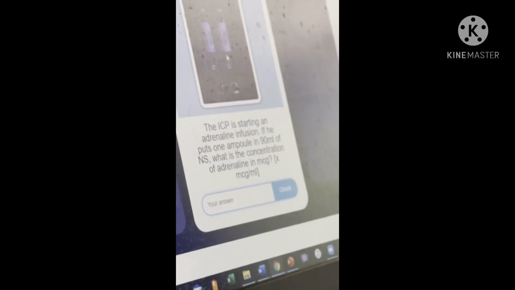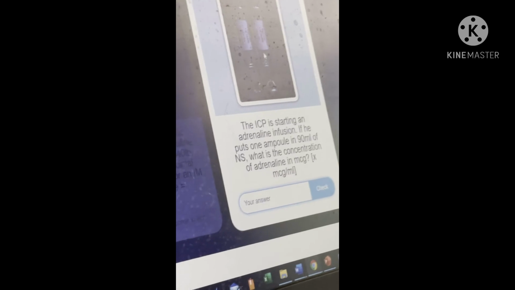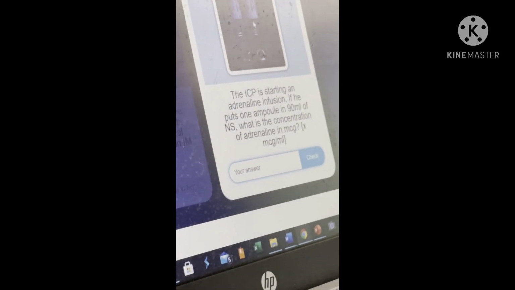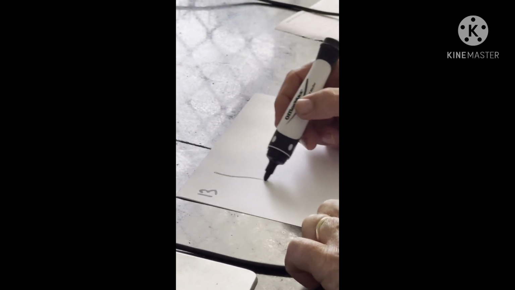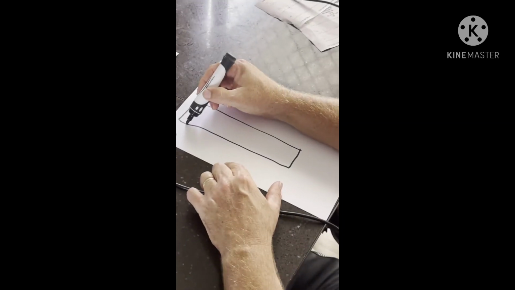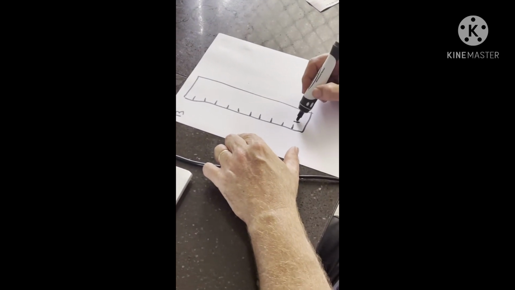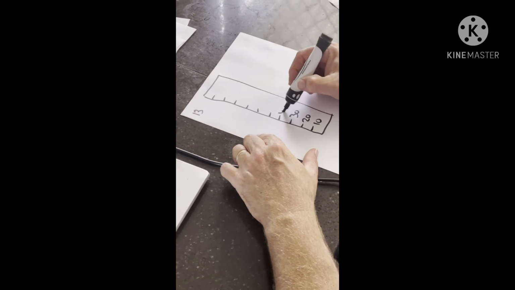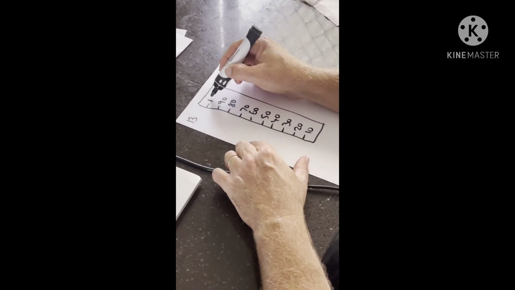Oh no. ICP, starting adrenaline infusion. He puts 1 ampule in 90 ml of normal saline. What is the concentration of adrenaline in micrograms? Okay, so your adrenaline, so what's his question 13? So what he's done, he's got 90 ml in a burette. So this is sort of what your burette looks like, a little bit like a syringe. So that's 10 ml, 20, 30, 40, 50, 60, 70, 80, 90, and 100 there.